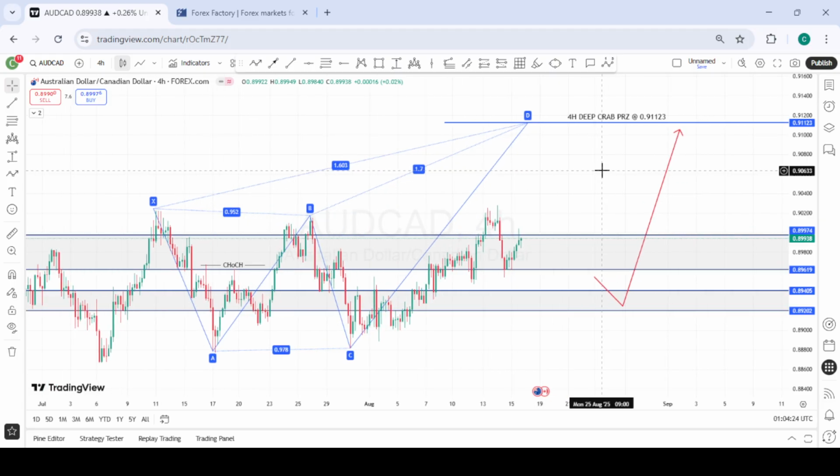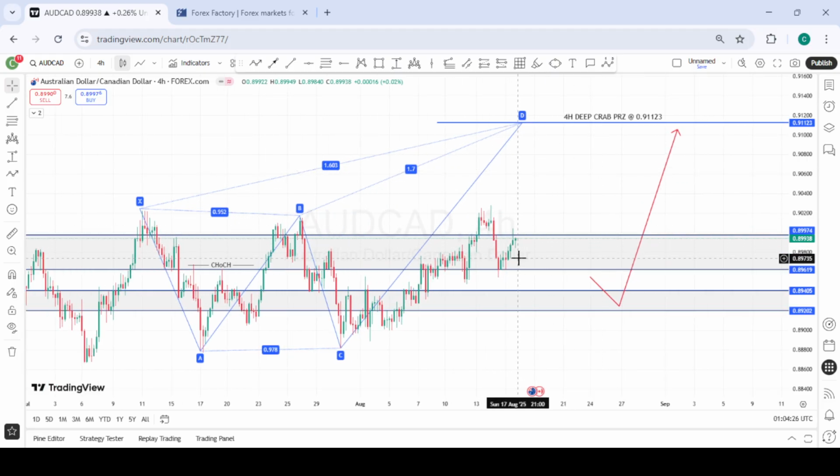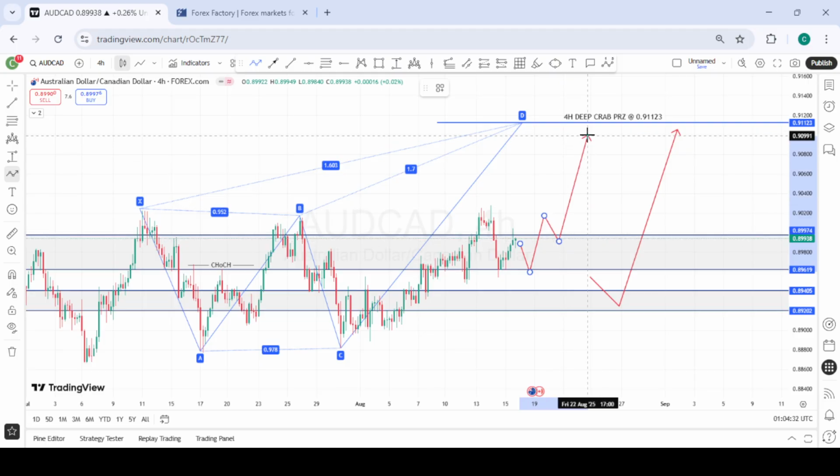So going into next week, this is also another possible area of interest. We can possibly have a reversal pattern here and then take off to complete this deep crab pattern on AUDCAD, or we can still get price to pull back to the initial area of interest that we were expecting price to react from, get the buying opportunity and buy to the upside.